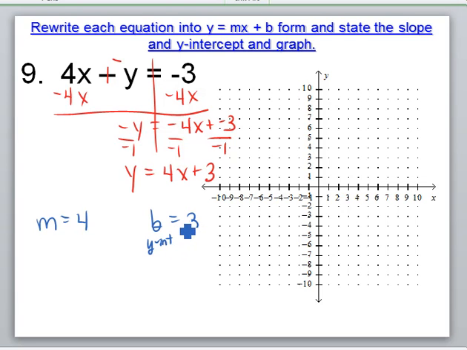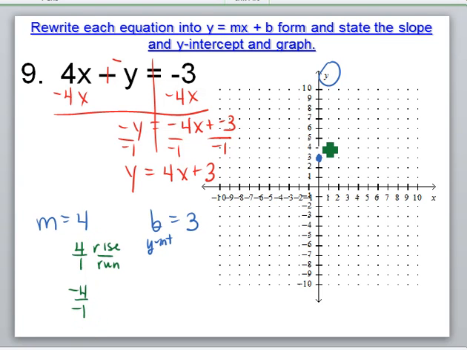Y-intercept is 3. So here's my y-axis. Here is 3 on the y-axis. I plot that first. My slope is going to be defined as a fraction of 4 over 1. Rise over run. It can also be defined as negative 4 over negative 1. Remember, negative over negative is positive.